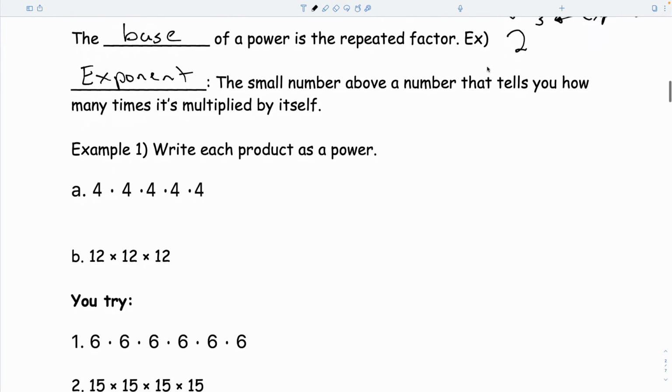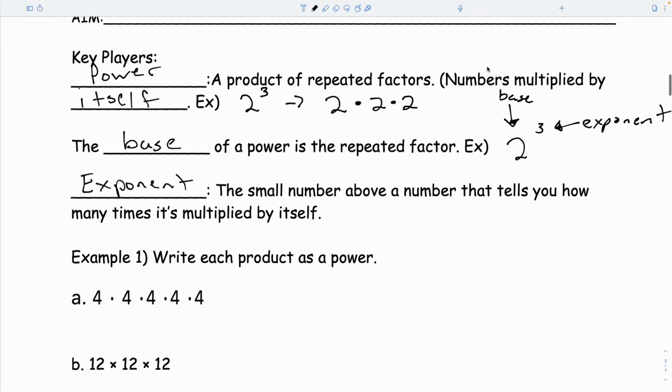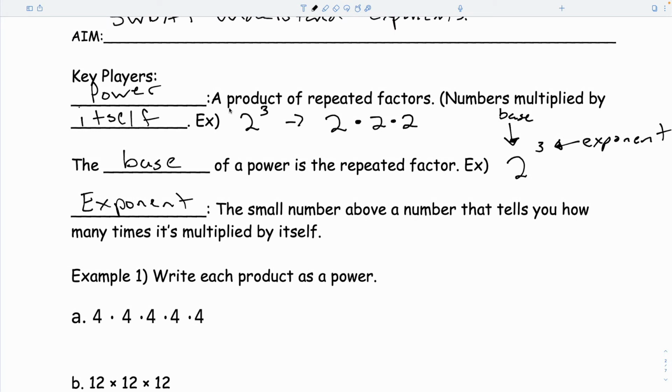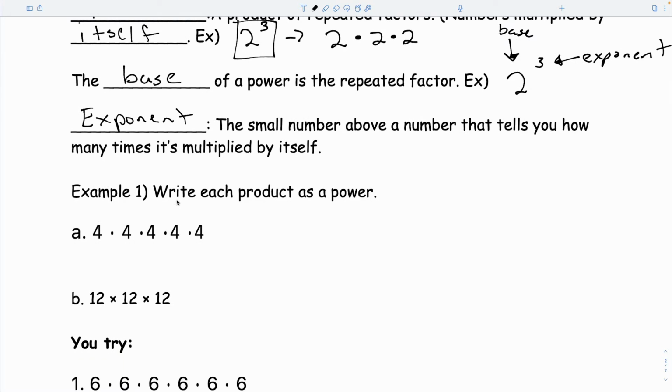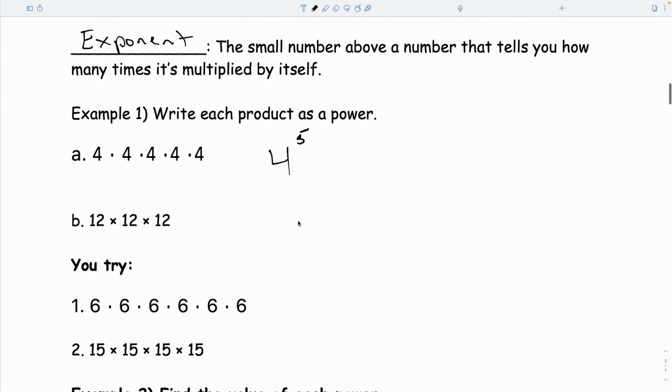So they want us to write each product as a power. A power was this thing, 2 to the third. I'm going to look at this, and I have 4. 4 is my base. How many times is 4 repeated? Cordelia: 5. So this 5 becomes the exponent. It's a baby 5 at the top. 4 to the 5th is your power. The base is 4. The exponent is 5.